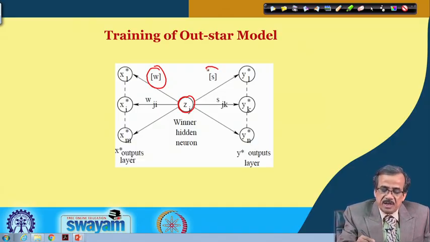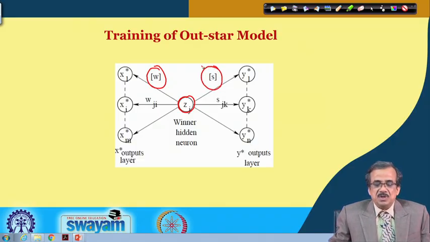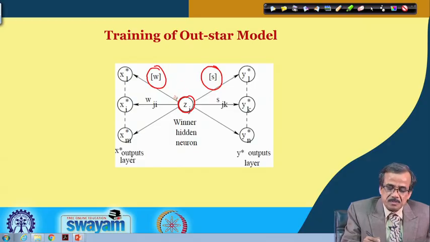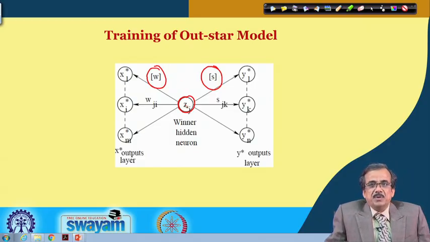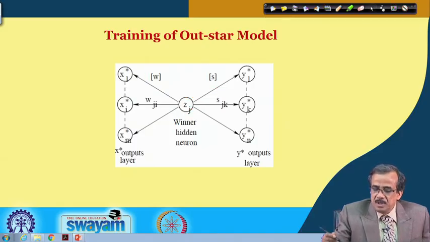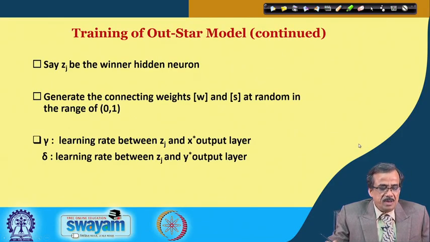So, this particular connecting weight is denoted by S, and we can generate the values of the connecting weights initially at random, and we can update them also. Now, how to update, that we are going to discuss. Here, I have already mentioned this.